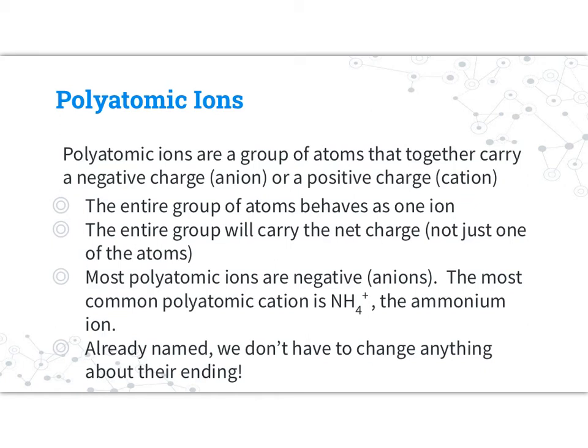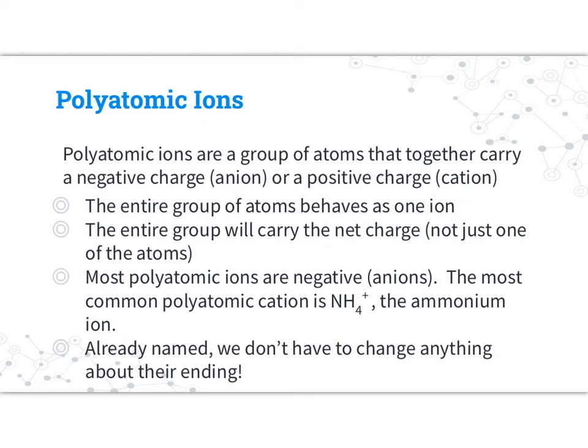I briefly mentioned polyatomics at the beginning of this. Polyatomic ions are a group of atoms that together carry a negative charge, or an anion, or a positive charge, a cation. The entire group of atoms behaves as one, and the entire group carries the charge, not just one of the atoms. Most polyatomics are negative. The most common polyatomic is actually a positive though, NH4. Polyatomics can be found at the top of our periodic table, just above our transition metals. You can see that they're grouped together.